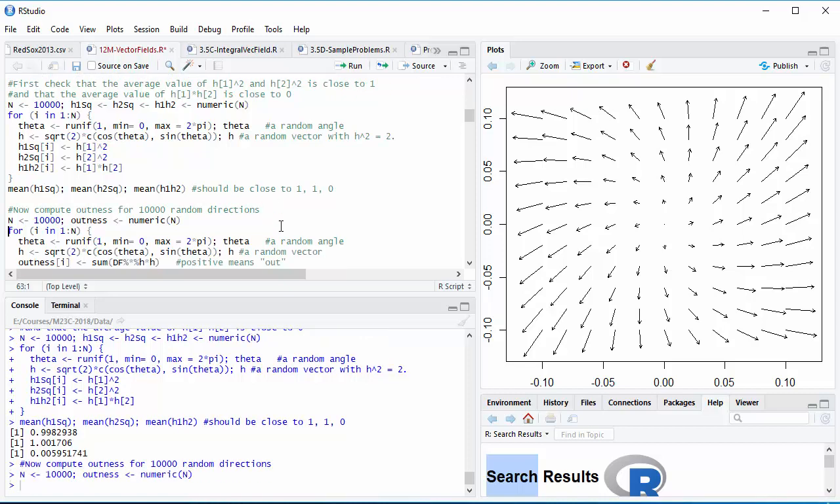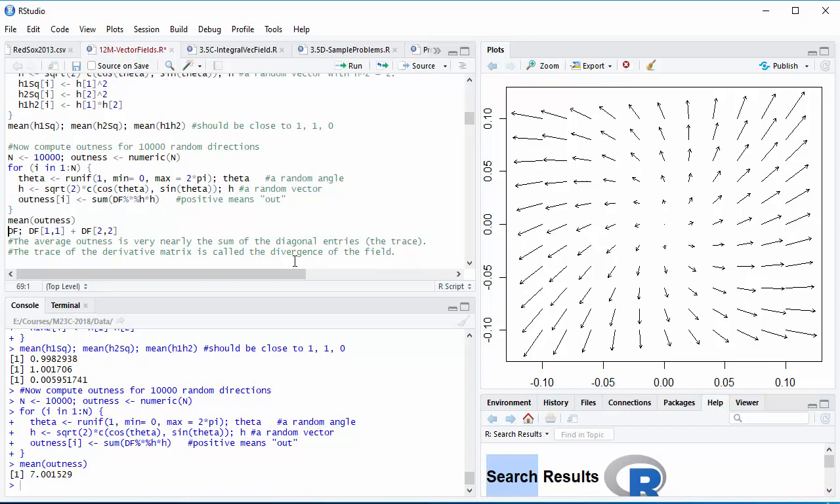And I will compute what I'm calling outness. The way I calculate outness is I produce this random increment vector, apply the Jacobian matrix df to it, and then take the dot product of that with h. If this number is positive, then the vector field is taking me out. If it's negative, it's taking me in.